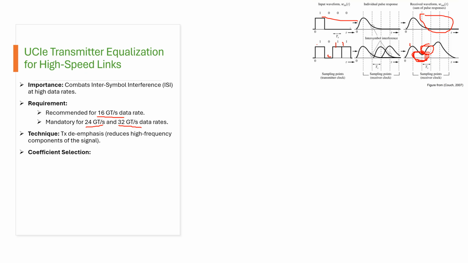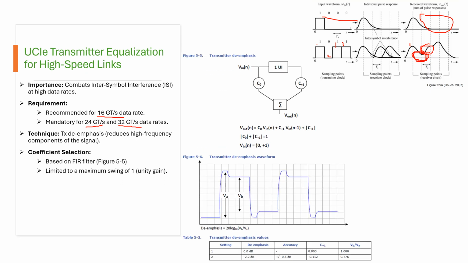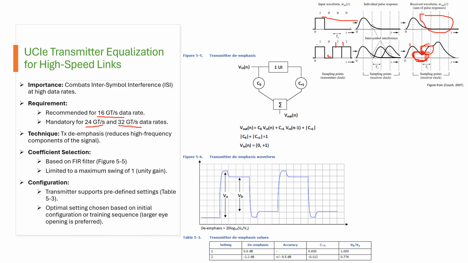Okay, some of the coefficient selections I mentioned here, let me not go there in detail, but otherwise the configuration, right, the transmitter needs to support the predefined settings not given here, and see here, this is a 1 voltage level, this is a 1 voltage level, think of this, it's a transmitter output. Oh, de-emphasis waveform transmitter, right? So optimizing settings chosen based on the initial configuration or training sequence. Of course, you prefer a large eye opening. Maybe we need to deal with it in detail in some other slides.